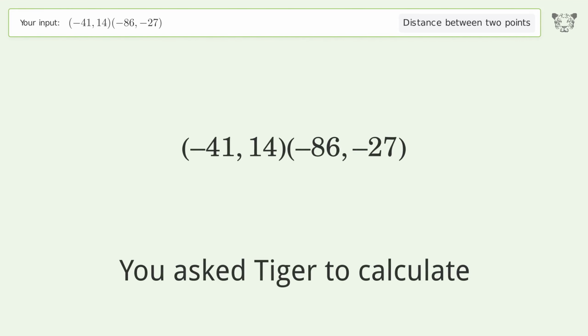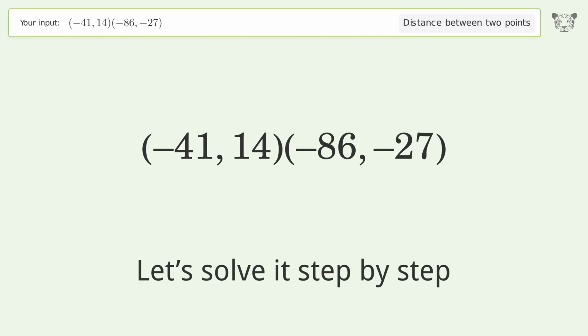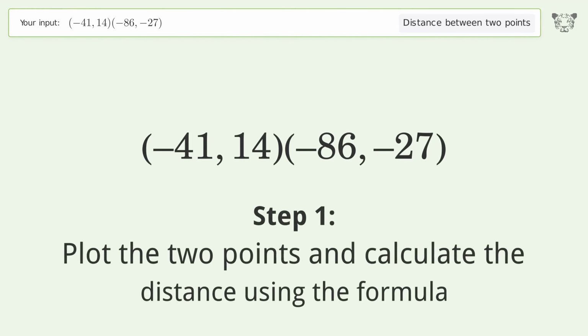You ask Tiger to calculate. This deals with the distance between 2 points. The distance between the 2 points is the square root of 3706, or 60.877. Let's solve it step by step. Plot the 2 points and calculate the distance using the formula.